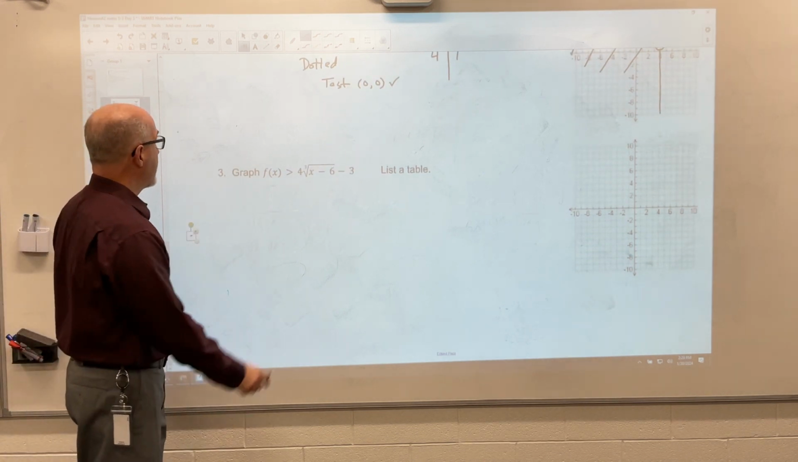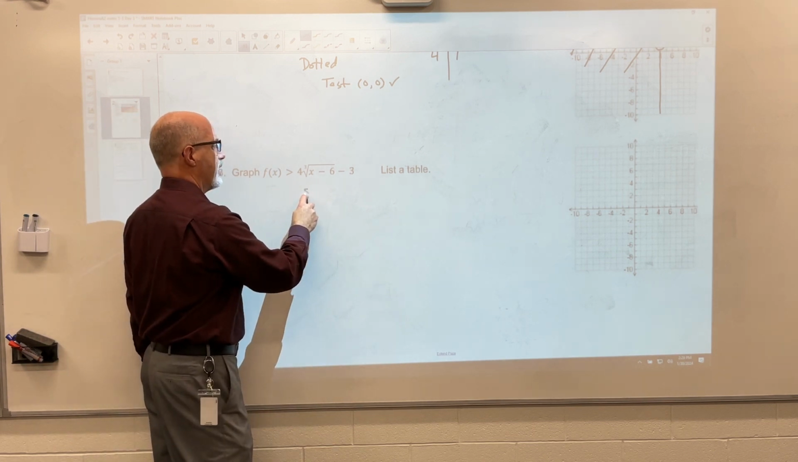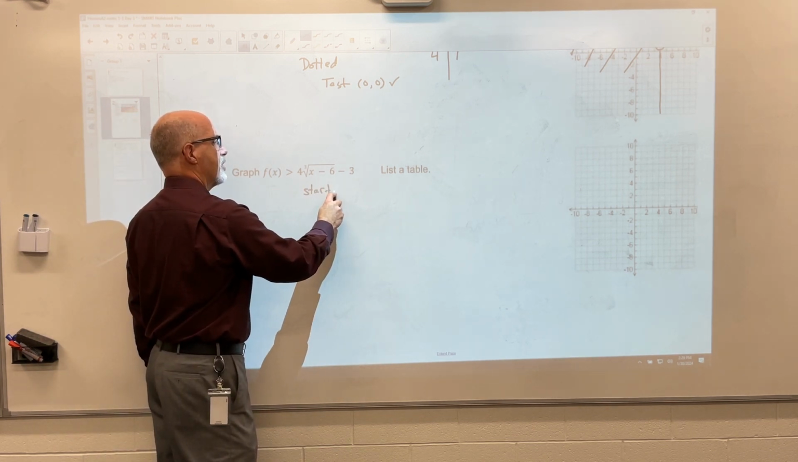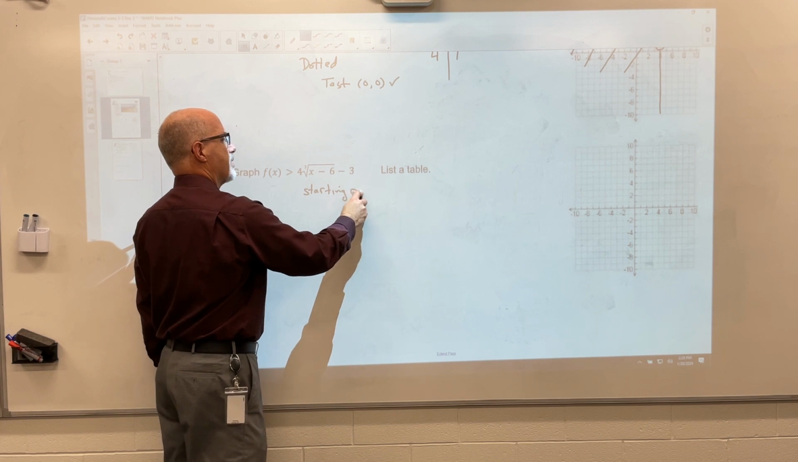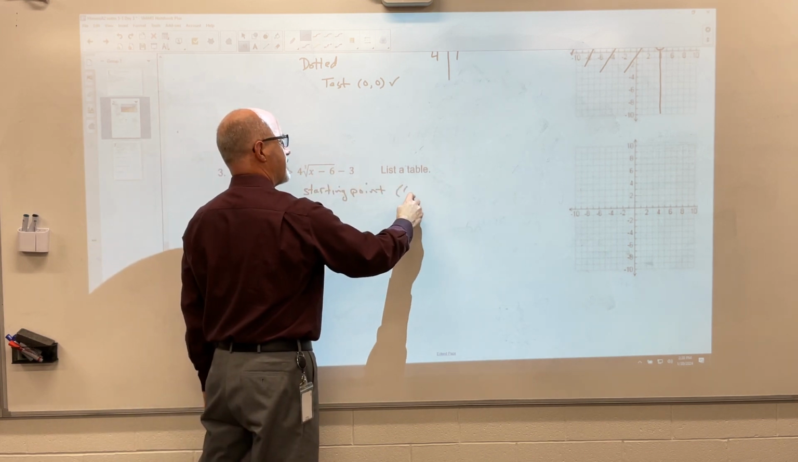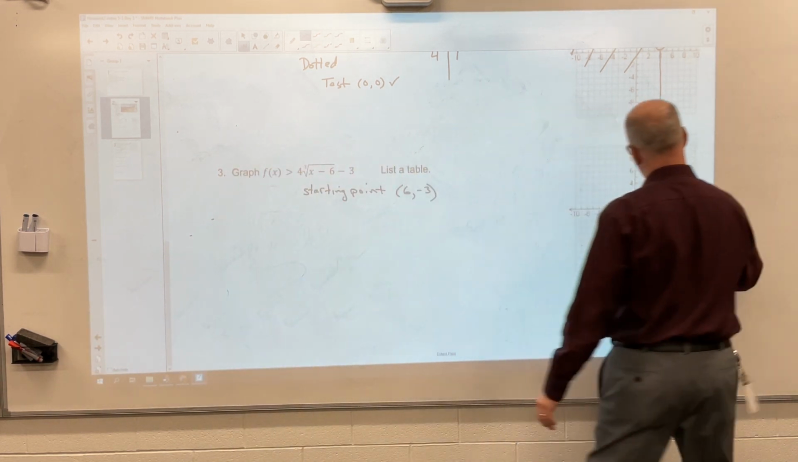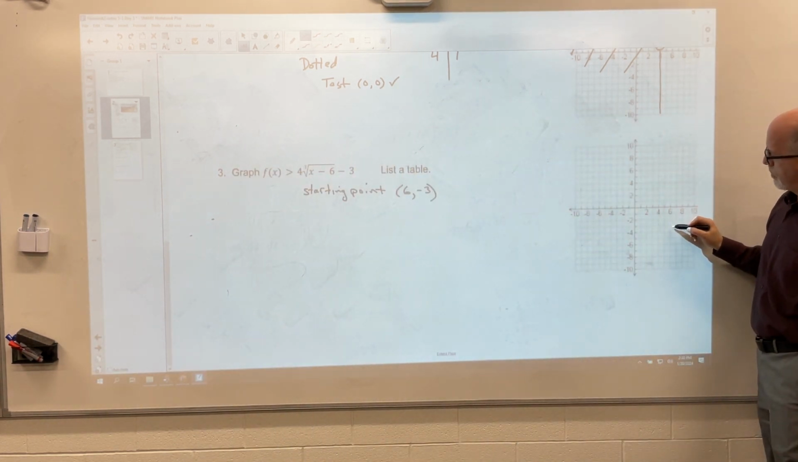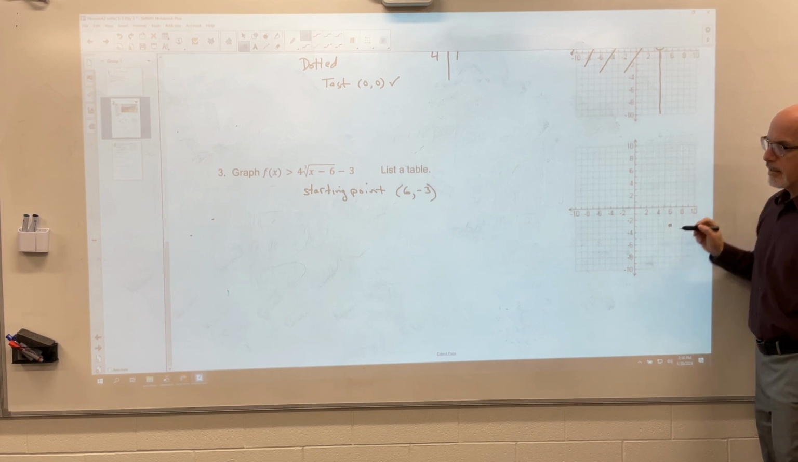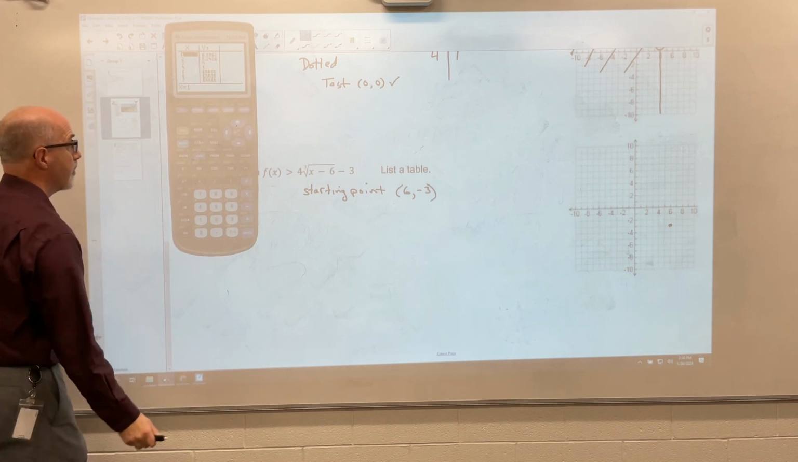So on this one, we're going to have our starting point here. It's actually a turning point. What do you put in for x to make it 0? That's 6 comma negative 3. So I'm going to put that on here. 6, negative 3. Let's enter that onto the calculator.